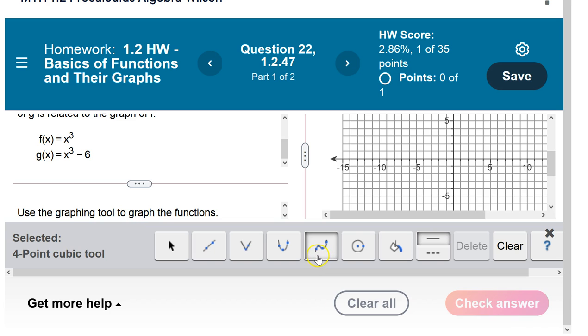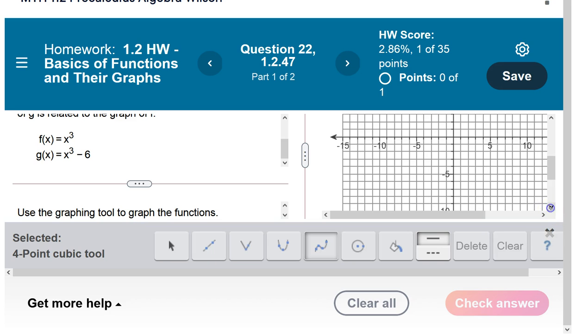That's the tool we're using. Notice on that tool they want us to plot 4 points. It can be any 4 points that make this function true. So when I plug in -2 to the third, that gives me -8. So the first point I'm going to plot is -2, -8.